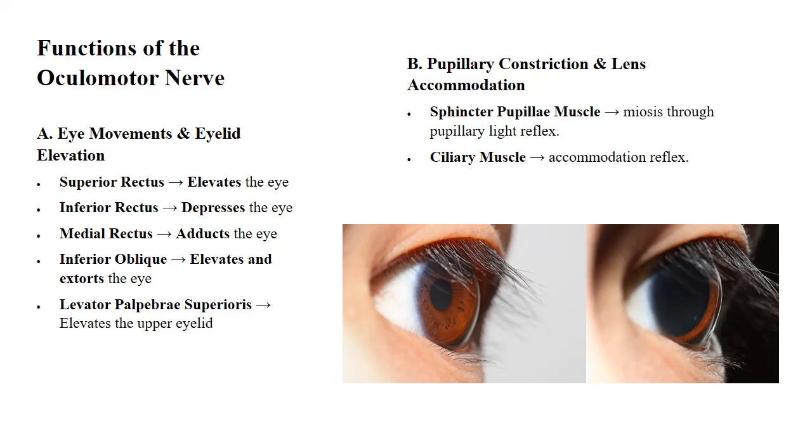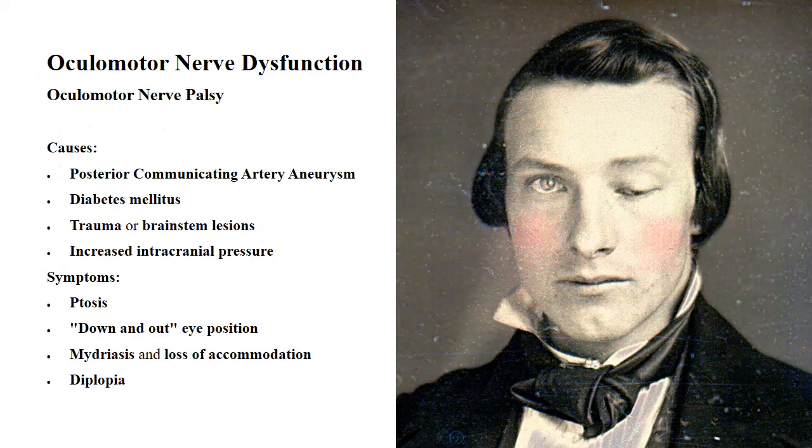Parasympathetic functions include pupillary constriction and lens accommodation. These functions involve the sphincter pupillae muscle, which constricts the pupil, called miosis, in response to bright light. This is called the pupillary light reflex, whereas the ciliary muscle controls the shape of the lens for near vision through the accommodation reflex. The most common clinical implication of oculomotor nerve dysfunction is oculomotor nerve palsy.